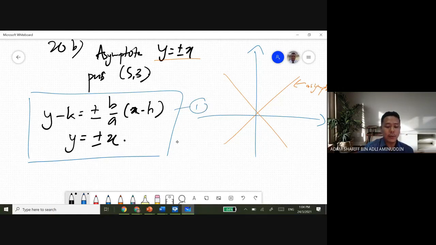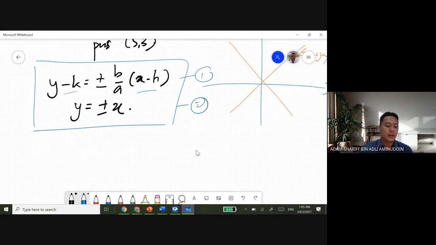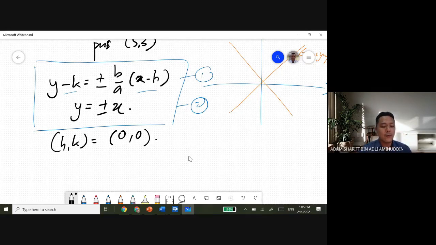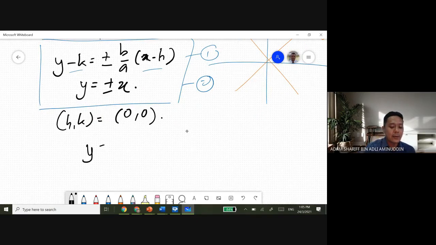We have equation 1, we have equation 2. Let's compare it together. Basically, we can know for sure that the origin, the center, will be 0, 0. That is what I assume first. So h, k is 0, 0. So you are left with y equals plus minus b over a, and then y equals plus minus x.